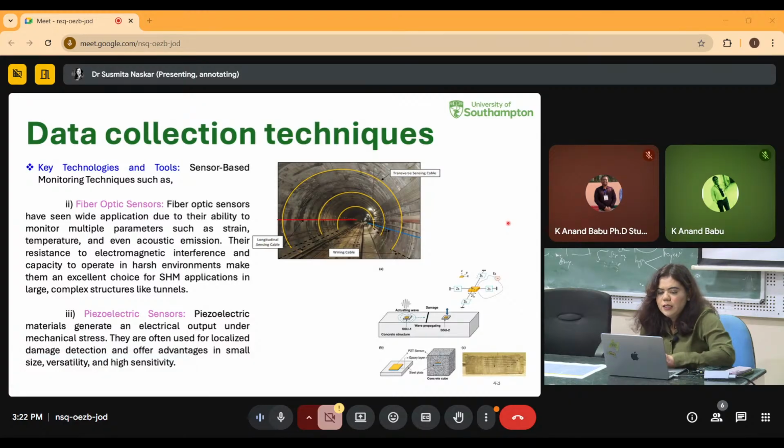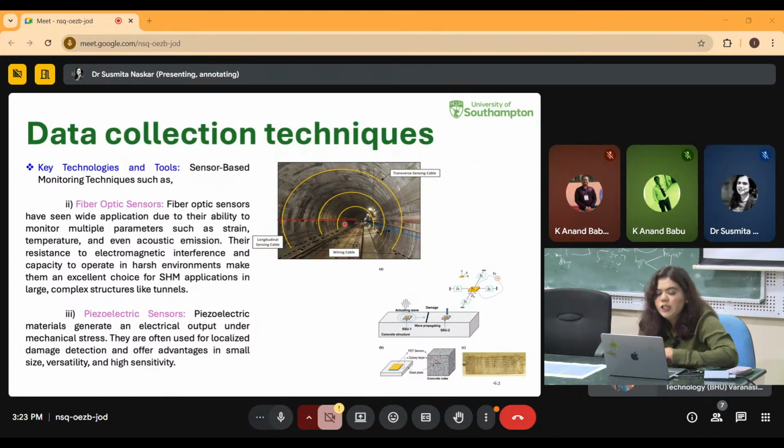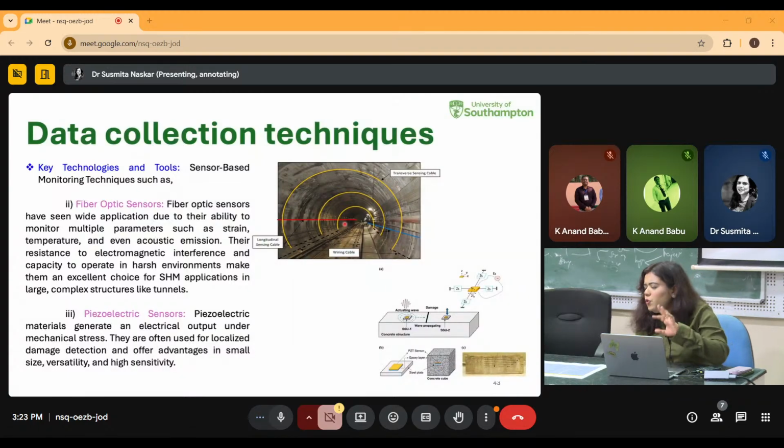And here you can see this particular image, which illustrates how longitudinal and transverse sensing cables can be embedded to provide comprehensive coverage across the whole structure. So especially for the case of tunnels, we use fiber optic sensors quite a lot, right?